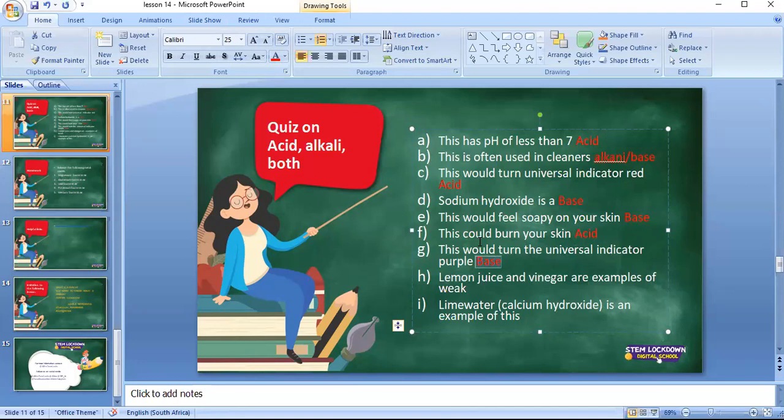Lemon juice and vinegar, examples of weak acids. Weak acids. So the pH is above 4. Vinegar is a weak acid. That's why we are able to consume it when we are cooking beetroot. Lime water, calcium hydroxide is an example of this. Alkali. Thank you. Base and alkaline.